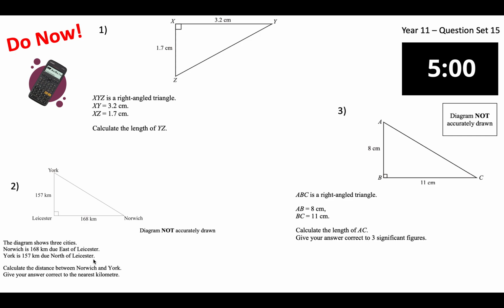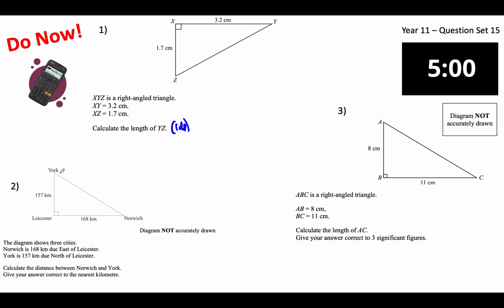So, do now. Set number 15. It's Pythagoras. But I'm not giving you any other clues at all. Find the missing lengths. So in this one, it's YZ. And can you do that one to 1 decimal place.